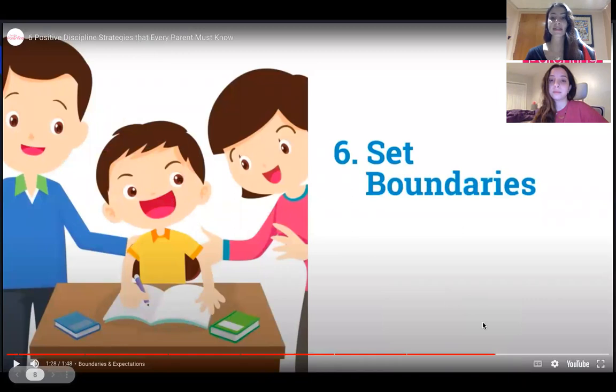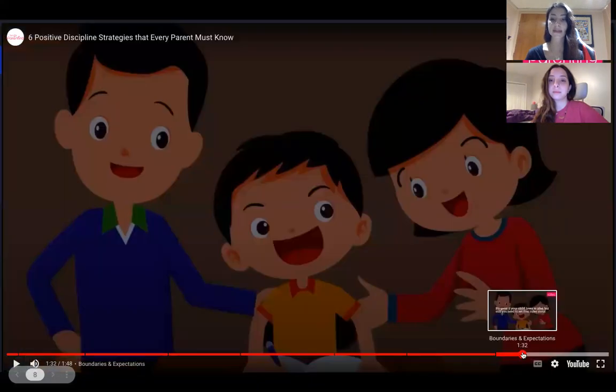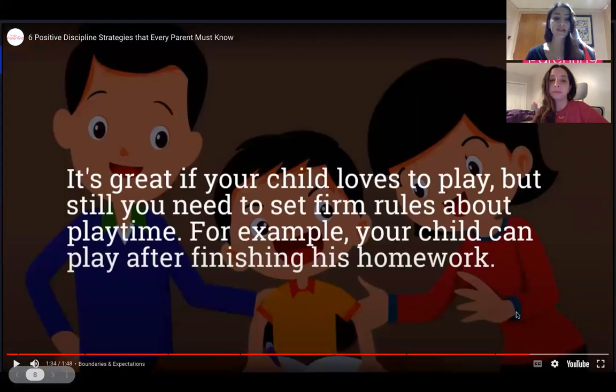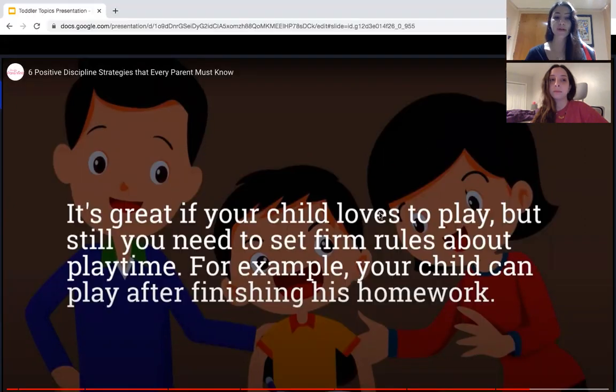And then lastly, setting boundaries and expectations. It's great if your child loves to play, but still you need to set firm rules about playtime. For example, your child can play after finishing his homework. So these are some 6 positive strategies that parents can implement.